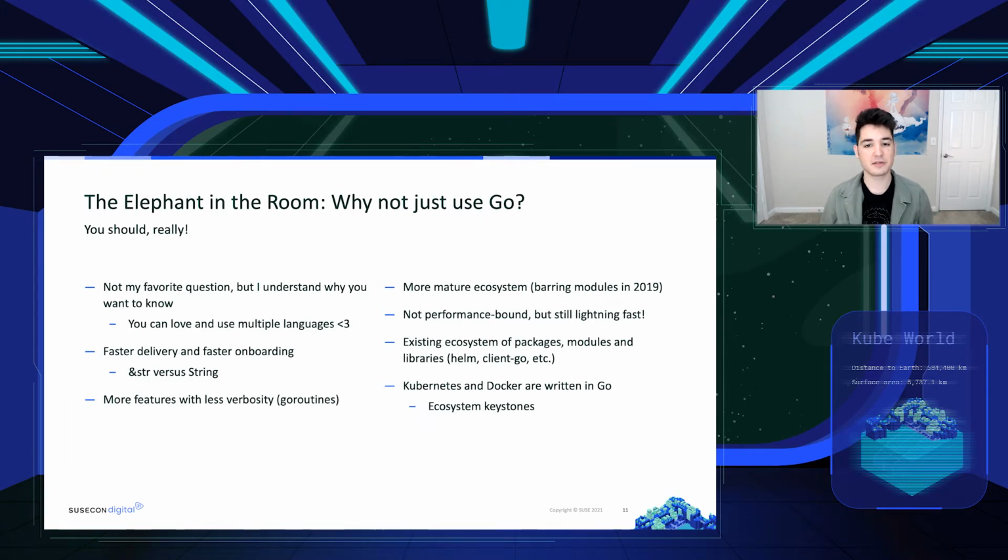There's an existing ecosystem for Go, right? I can import a Rancher module. I can import a Helm module, client-go. All this stuff is just available. And Kubernetes and Docker are written in Go. Our whole ecosystem sort of revolves around these keystones, even though things like Docker might be replaced with Podman and Buildah in a lot of use cases as well. These are sort of the bedrocks for the cloud native movement.